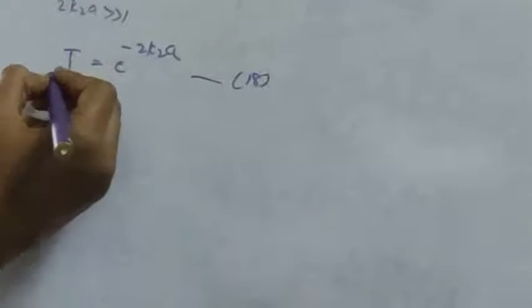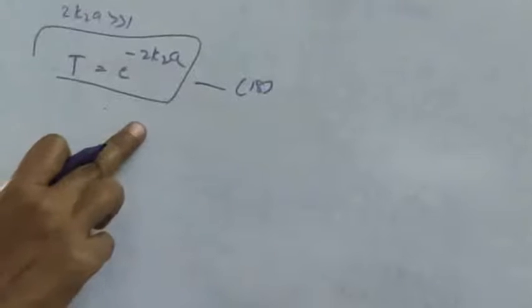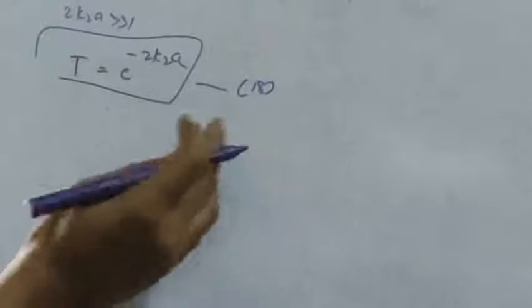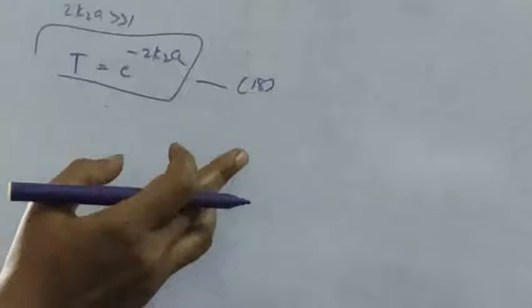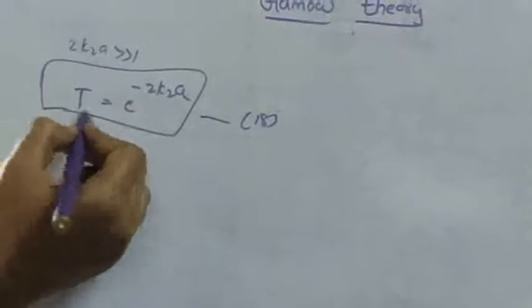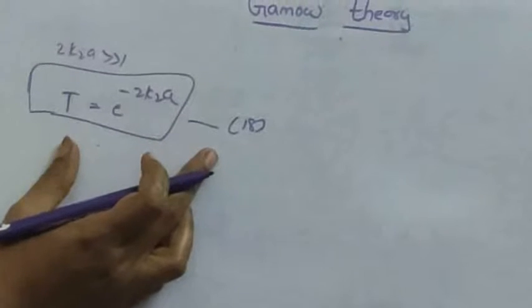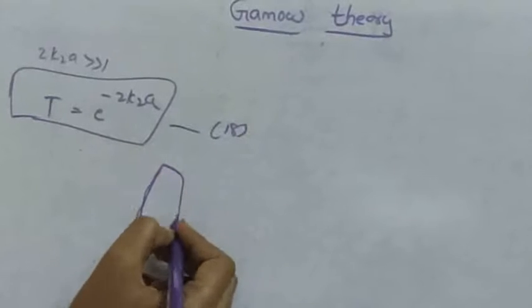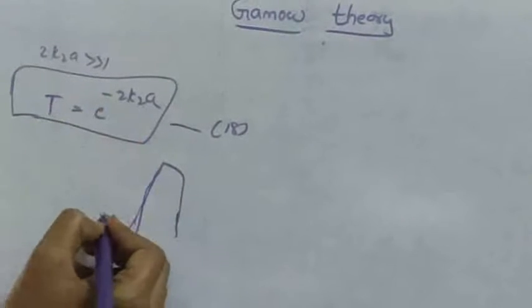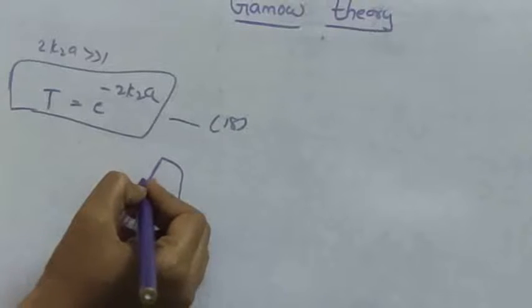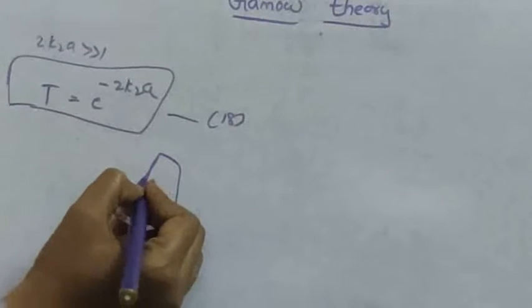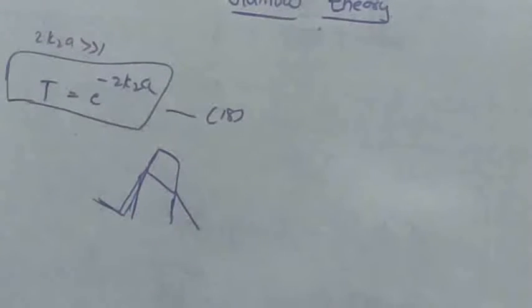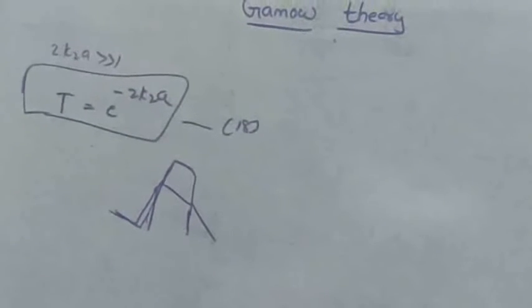Now this equation represents the fraction of alpha particles that will penetrate through the barrier and be ejected from the nucleus. Here the barrier is nothing but the height. So this equation is helpful for the penetration of the alpha particle through the barrier, and it will be transmitted out. So this is about the Gamow theory. Thank you.